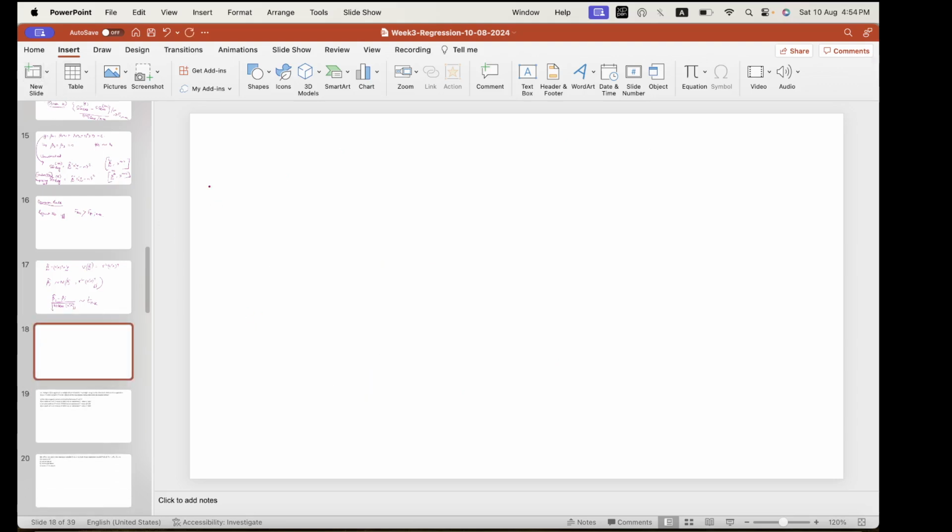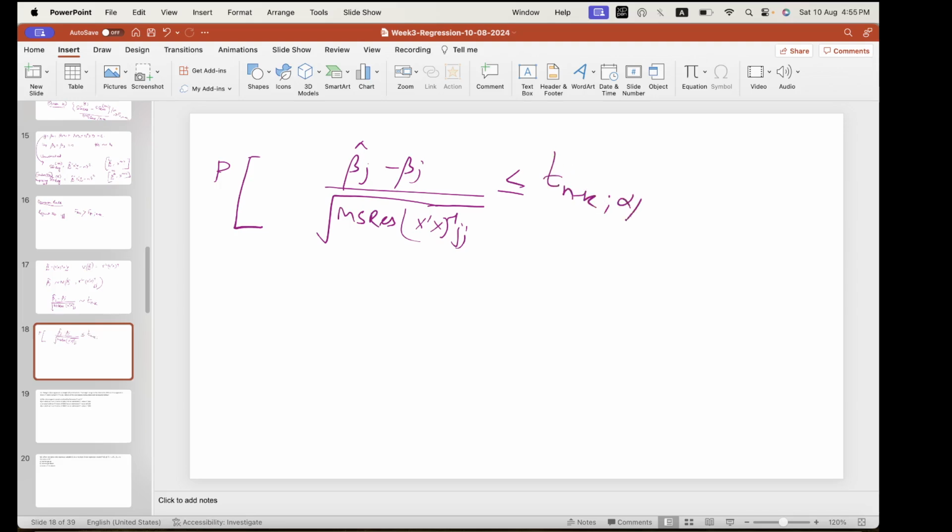So I can write it as probability that beta j hat minus beta j divided by the root of MS residuals times X prime X inverse jj lies between minus t with n minus k, alpha by 2 and t with n minus k, alpha by 2. This probability is equal to 1 minus alpha.